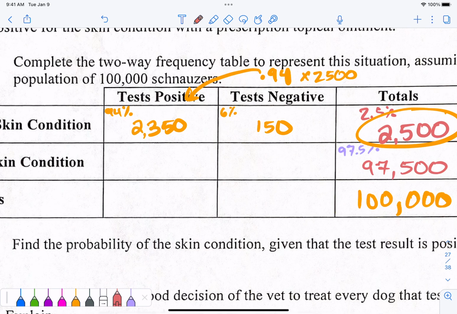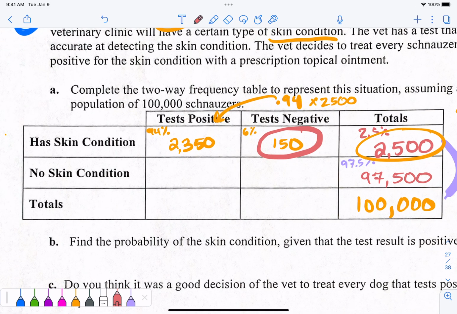Okay, let's talk about these categories of dogs. What's happening to these 150 dogs right here? They're getting diagnosed with a skin condition. No, they're not getting diagnosed. They have the skin condition, but they're not getting diagnosed. Which means they're sick, but they're not getting treated for it because they're not testing positive. These dogs are testing negative, but they actually have it, so they're getting a false negative. So they are sick dogs, but they are not getting treated. That's the problem with this category. This is a false negative, right? Makes sense?